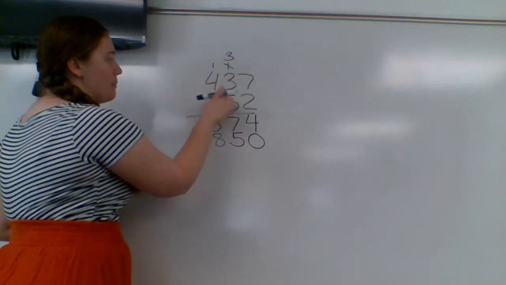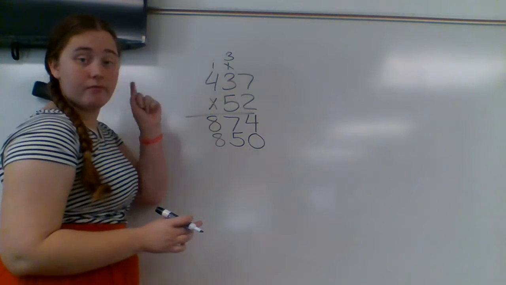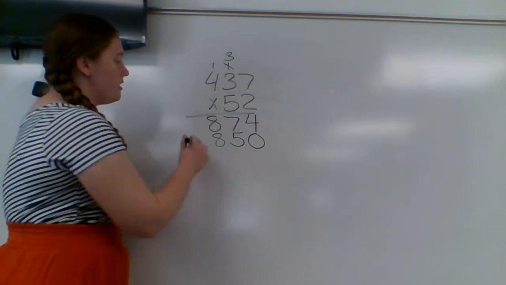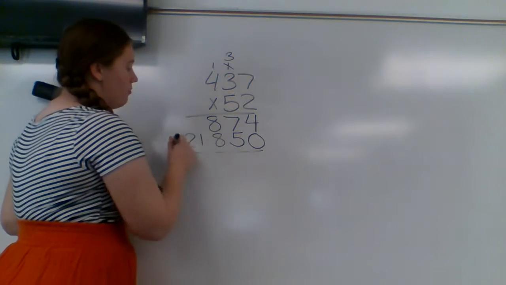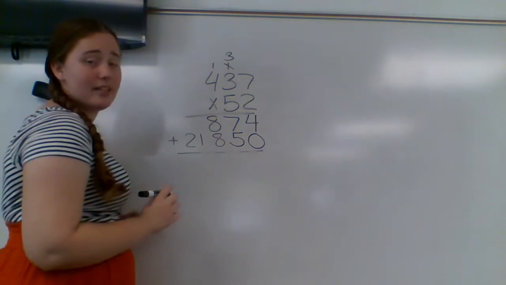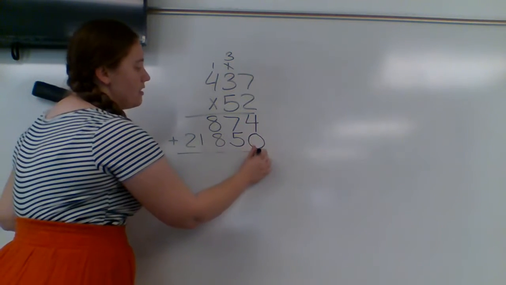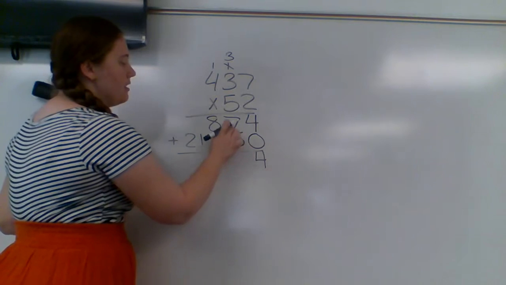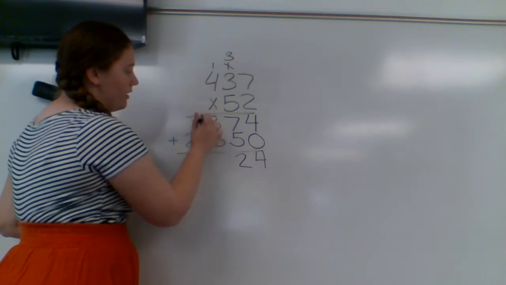Next is 5 times 4. 5 times 4 is 20, plus the 1 is 21. Very good. Put a line right there, and we're going to add these two numbers together. Just these two. 4 plus 0 is 4. 7 plus 5 is 12. 1 gets written up here.